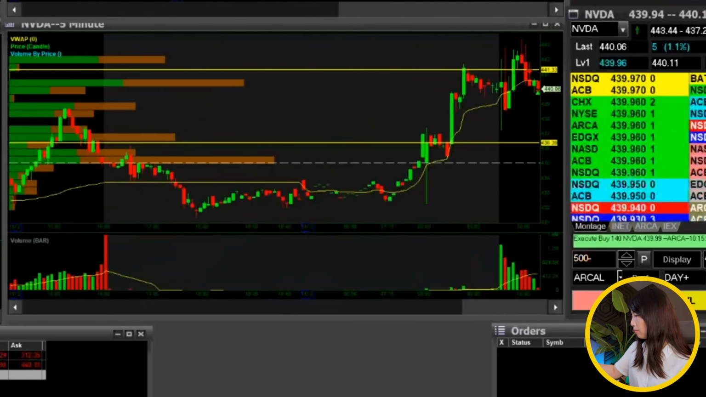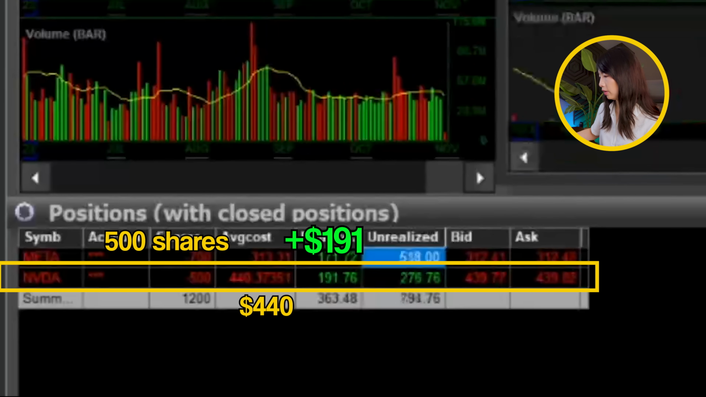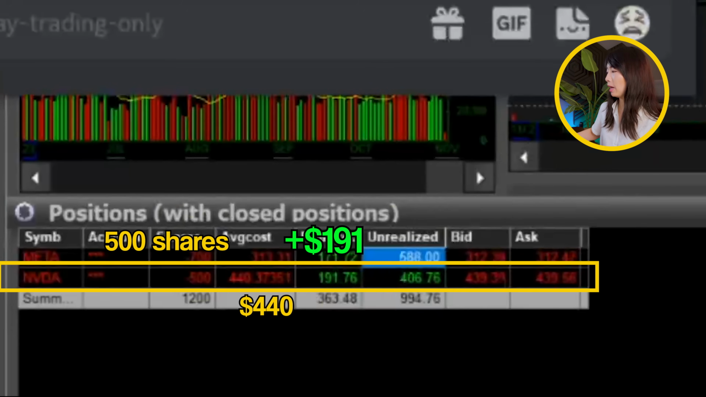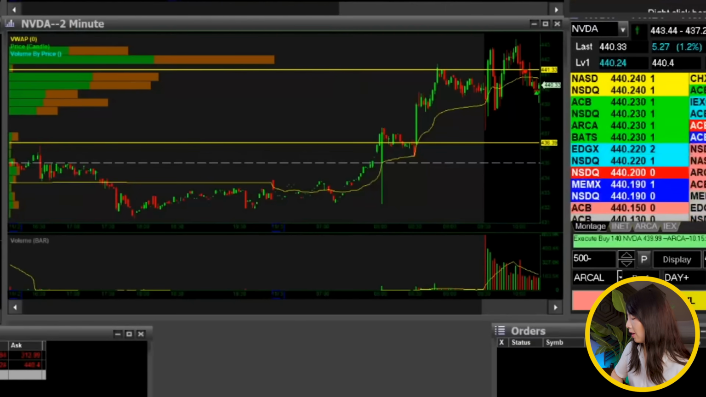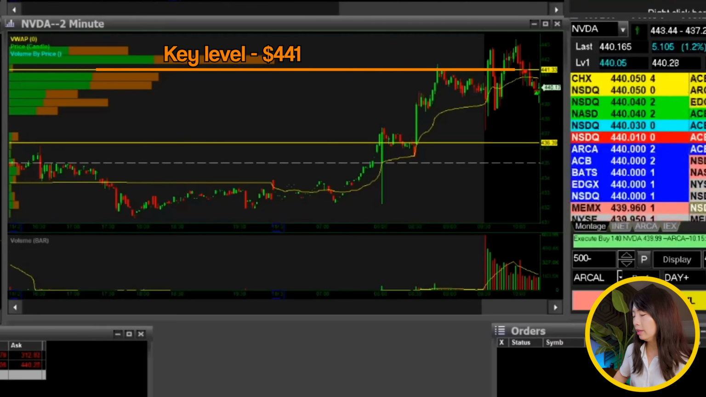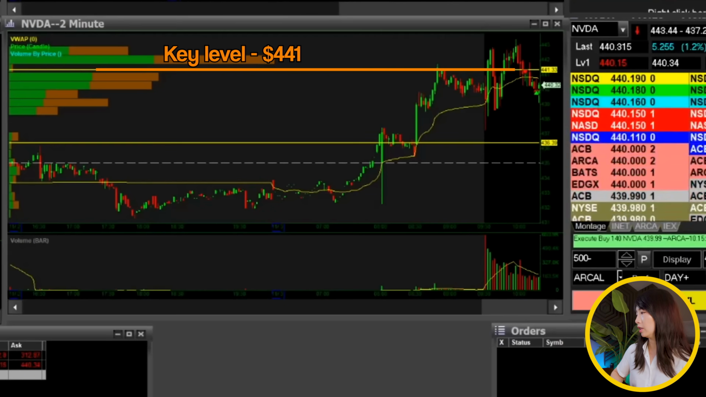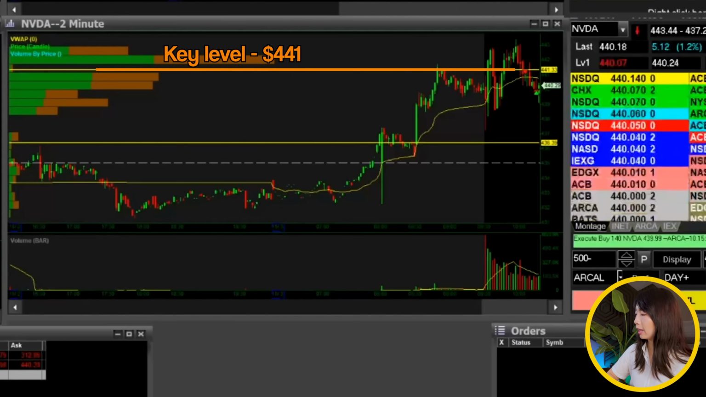So you can see I pretty much covered that add right away on NVIDIA. I took very small profit, but I was just trying to get out of those 500 shares I just added. Fast forward a little bit, I'm glad I did that. As you can see, NVIDIA, this stock is truly resilient. It broke down that VWAP, but you can see on 2 minutes, it really quickly reclaimed.